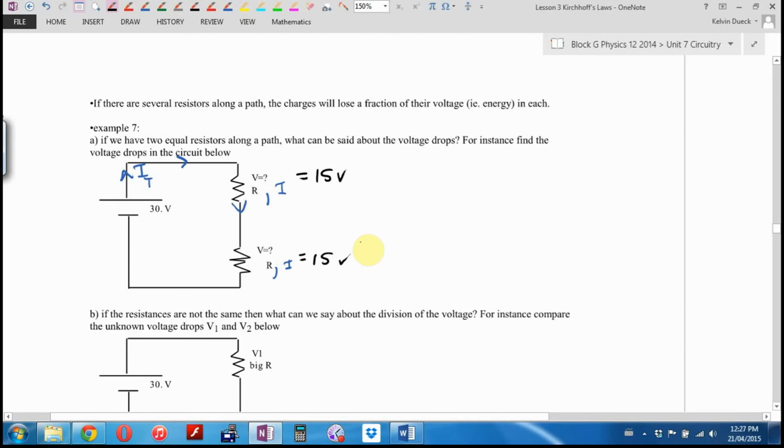Now, I'm not going to use that approach very often. I'm going to use V equals I times R all the time. But for what it's worth, if you have identical resistors, they'll each take half the voltage.